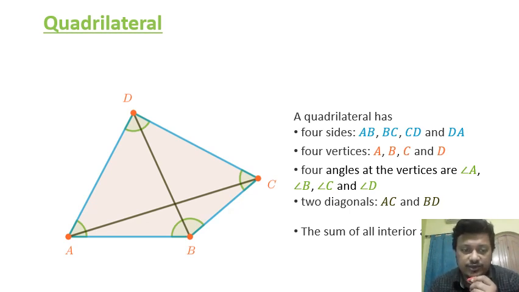Now a quadrilateral also has two diagonals. Here it has two diagonals AC and BD. A diagonal is a segment which connects opposite vertices. Here A and C are opposite vertices which are connected by the diagonal AC. Similarly, BD is also a diagonal.